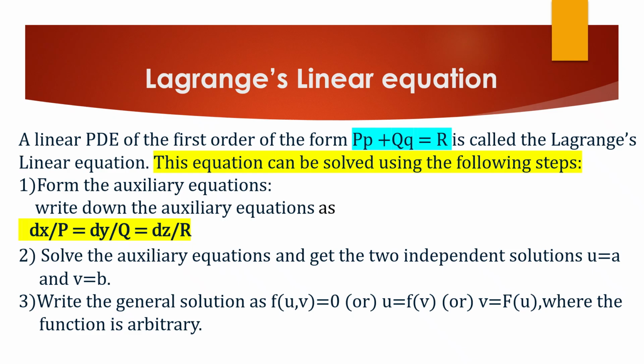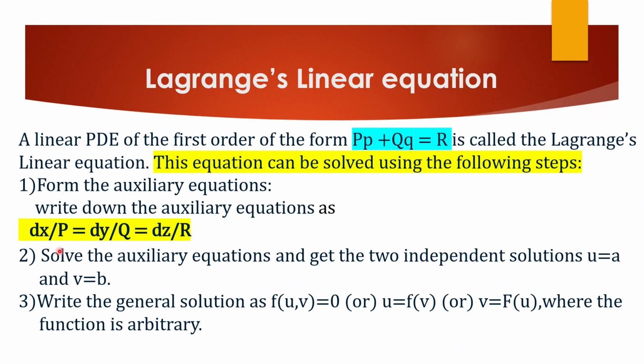A linear PDE of the first order of the form Pp plus Qq is equal to R is called the Lagrange's linear equation, where capital P, capital Q and capital R all are functions of x, y, z. And this equation can be solved using the following steps.